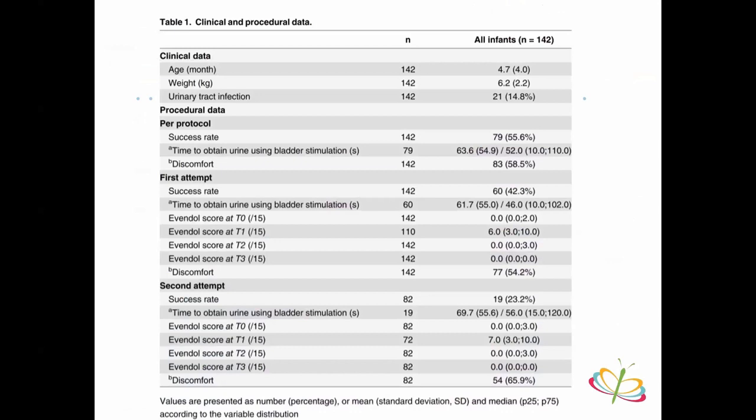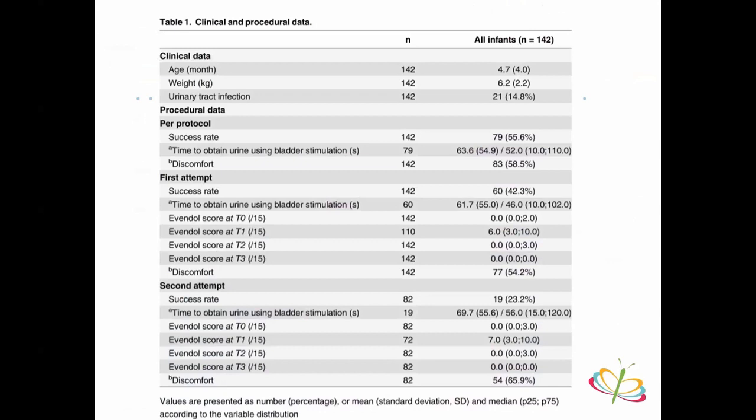The first attempt success rate was 42.3%. Time to collect was 61 seconds. Discomfort and the IBDL score was measured at T0, T1, T2, and T3. T0 is before the procedure. T1 is 1 minute into the procedure. T2 is 1 minute after the procedure is done. And T3 is 5 minutes after the procedure is done.